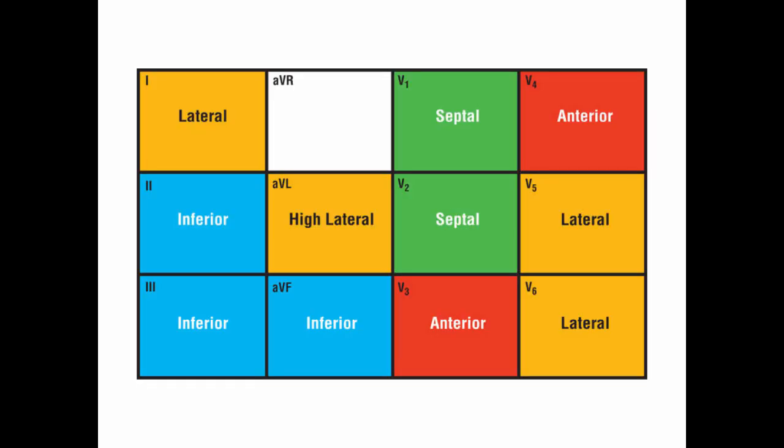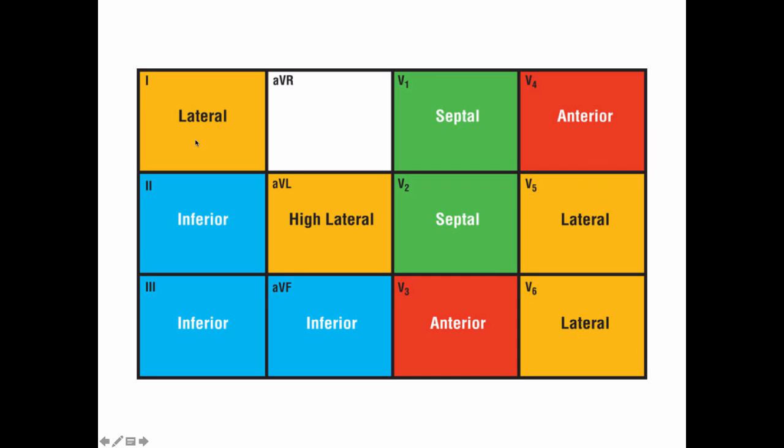Well, that all bears discussion on what region am I looking at through all of these windows. I've got 12 windows. What part of the heart am I looking at? So, 2, 3, AVF, inferior. That's the inferior portion of your heart. V1, V2 is your septal region of the heart. V3, V4, your anterior region. V5, V6 is your lateral.